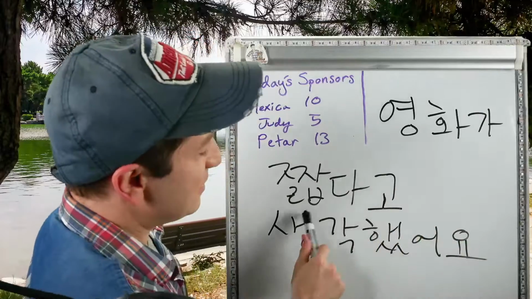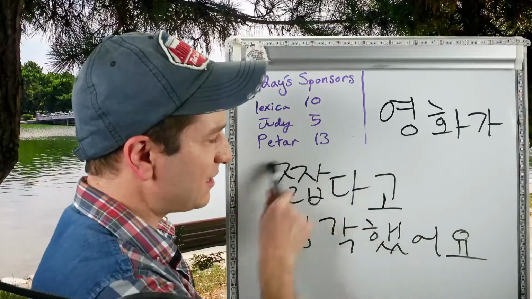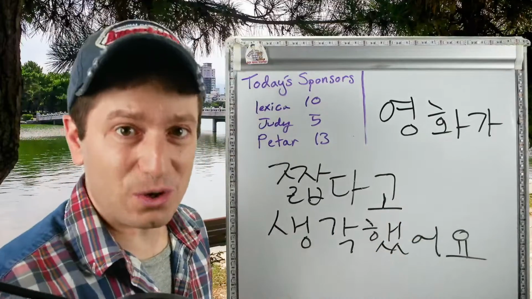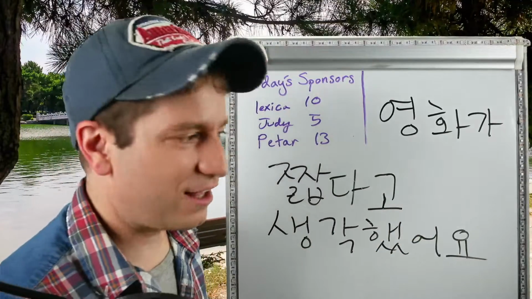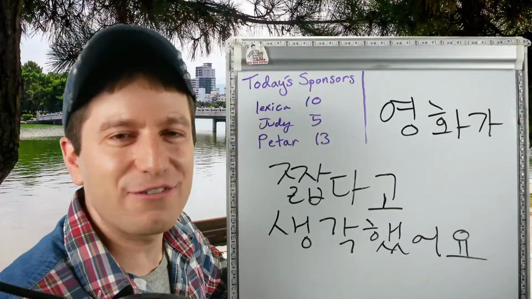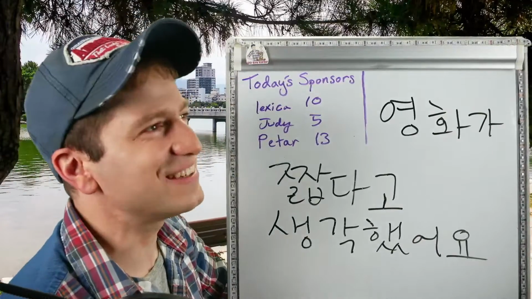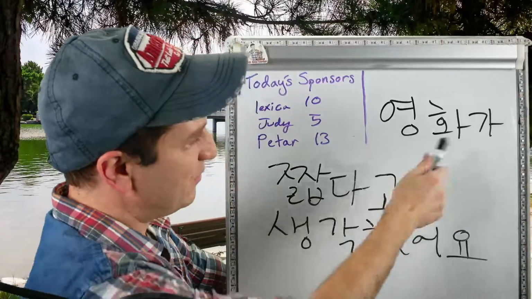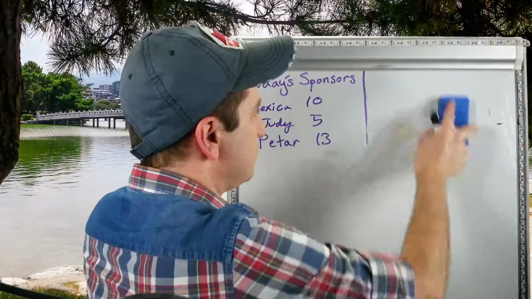영화가, the movie, 짧다 is to be short. So 짧다고 생각했어요. So I thought the movie is short. This is what I felt like when I saw Lord of the Rings in the movie theater. Really. If you saw it in theaters, you'll know what I'm talking about. Everyone was like, oh, where's the next one? What happens? 영화가 짧다고 생각했어요. So I thought, past tense, the movie is short.